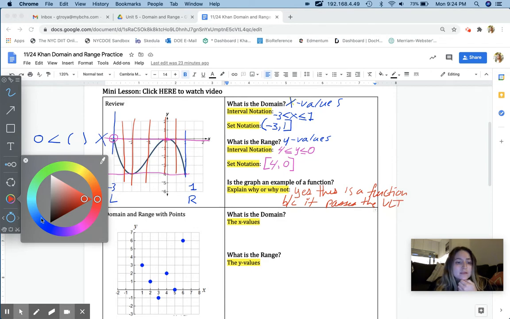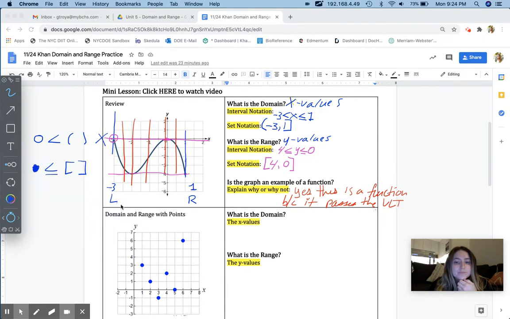Now, for my next problem down below, if I just have points here, instead of writing interval notation or set notation, I have to label just those points because we don't have a continuous line for our graph here. We just have points. So if you see dots like this, just points on a graph. For the domain, again, I'm looking at just my x values for domain. So it'll be the values starting at 1, because we have a 1 here.